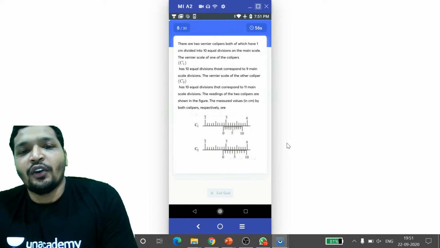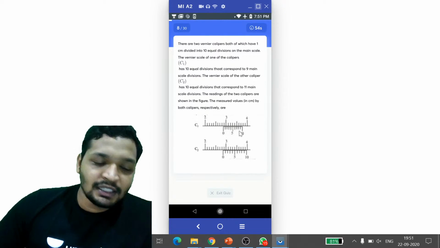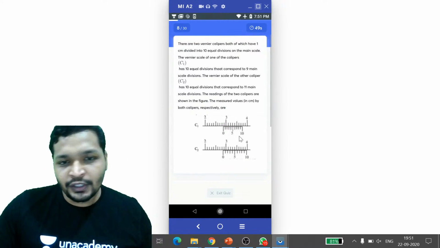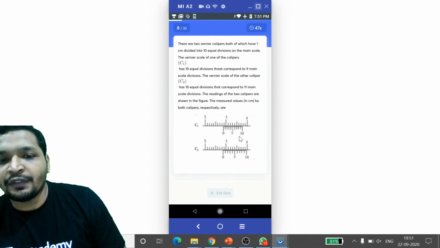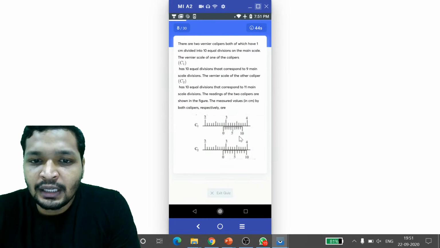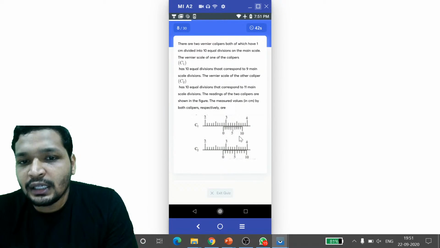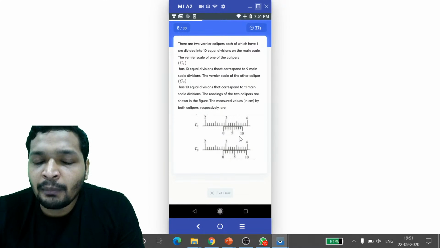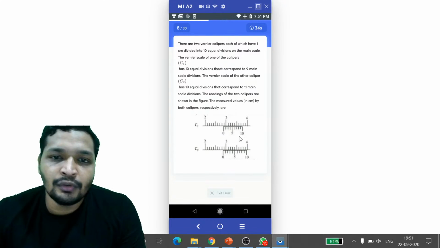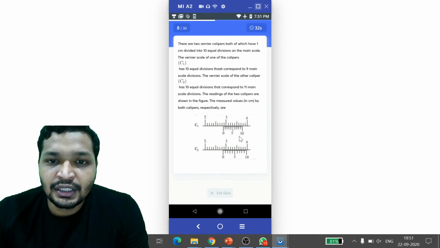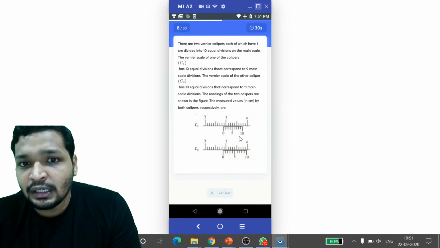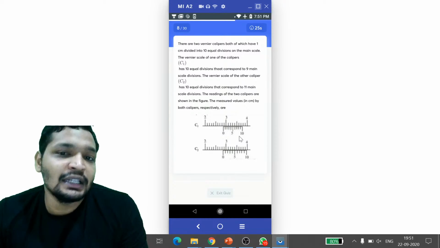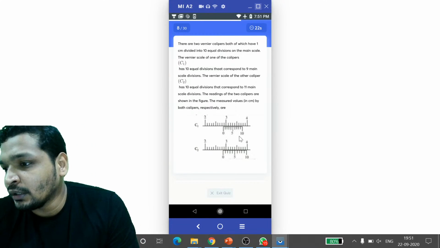All right. Again, previous year JEE Advanced question. What are the options given to you? First of all, read the question carefully. What is the difference between the type 1 scale and the type 2 scale? In the type 1 scale, 10 vernier scale divisions correspond to 9 main scale divisions, whereas in the other one, 10 vernier scale divisions correspond to 11 main scale divisions. Okay, so think about it carefully.